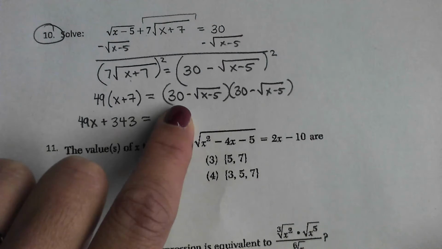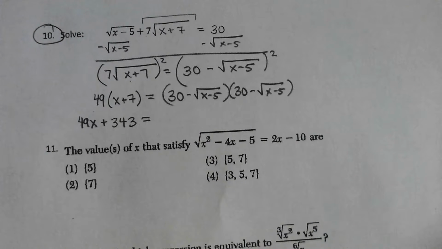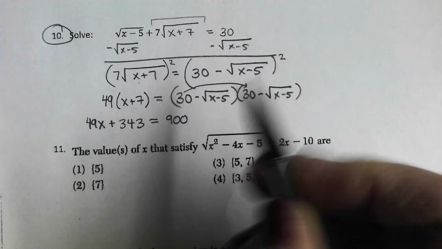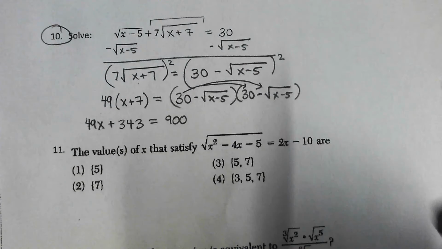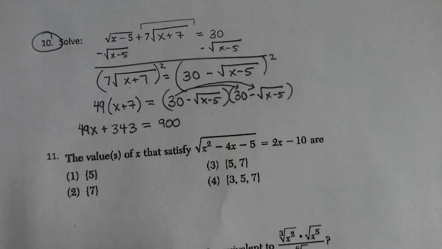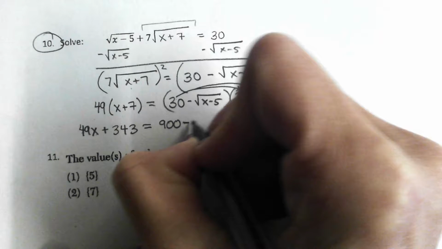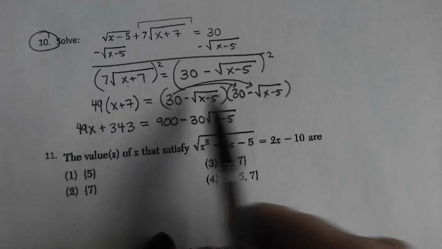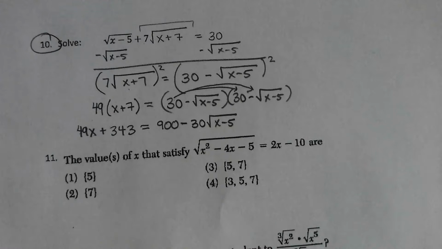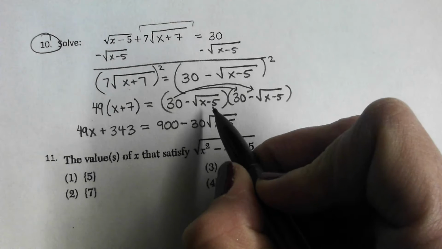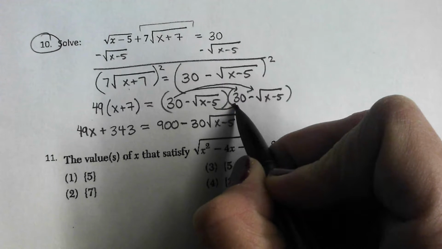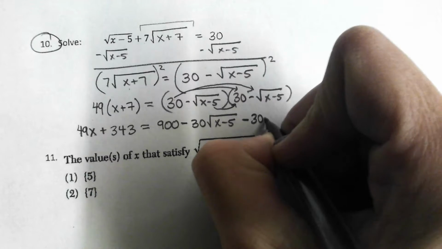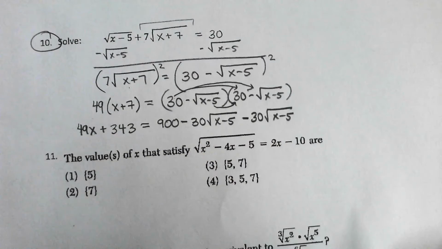Now on this side, to Grace's question, are the radicals just going to cancel? 30 times 30 is 900. 30 times negative square root of x minus 5 is negative 30 square root of x minus 5. That's a whole number times a radical, so the whole number just kind of sits out in front. On my next distribution, another 30 times negative square root of x minus 5 is going to make another minus 30 times the square root of x minus 5.